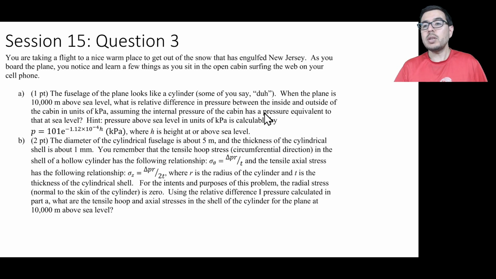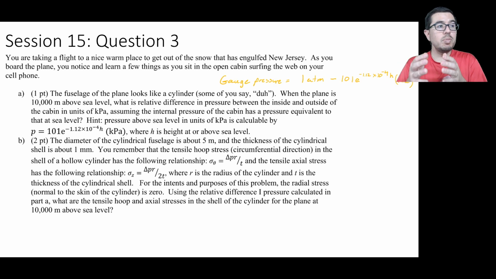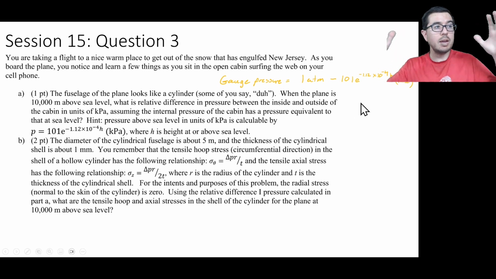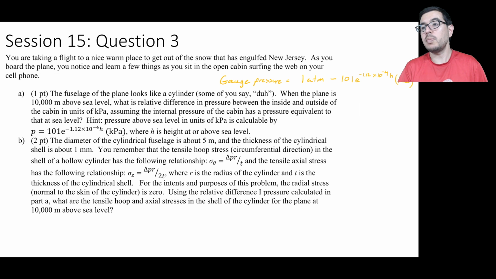So the first part of this question is to figure out what the gauge pressure is. And this gauge pressure is going to be the 1 atmosphere of pressure that you're trying to keep inside the fuselage minus the pressure of the outside air surrounding the fuselage. And to calculate this outside pressure, this is essentially an absolute pressure. What you see is this equation: 101 e to the negative 1.12 times 10 to the minus 4 times h, where h is in meters.